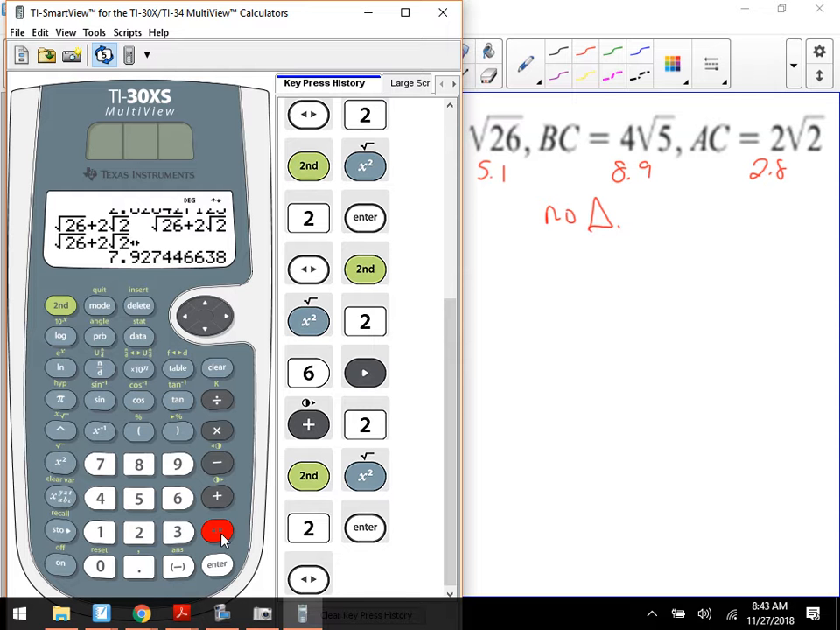The sum of any 2 has to be greater than the third. There's 3 sides. There are 3 different setups you have to check. I have to check root 26 plus 4 root 5, is it bigger than this? 4 root 5 plus 2 root 2, is it bigger than this? Root 26 plus 2 root 2, is it bigger than this? Remember how those are the 3 you would check. Just so happens with the roots, you have to do a little bit of decimal messing around with the 2. That's why we check.